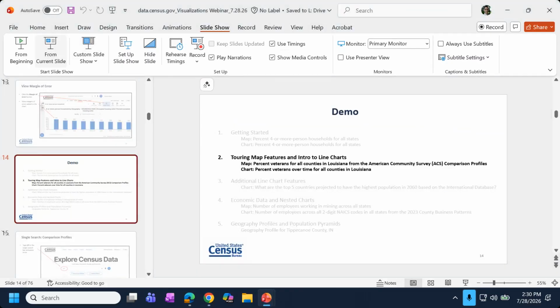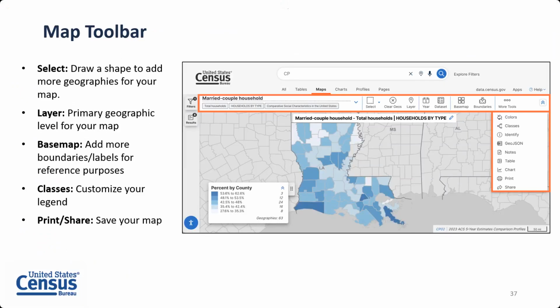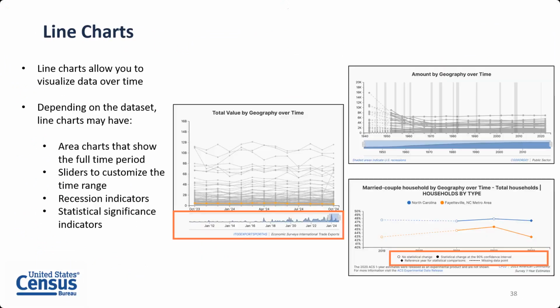All right, so let's go over to our next example. This is just summarizing some of the more popular tools for your map, just as a reference for you in slide format. For line charts, I wanted to move beyond the ACS comparison profiles. All line charts will show you data over time, of course. The ACS ones tell you that statistical significance change in that legend at the bottom that we just talked about in our last example.